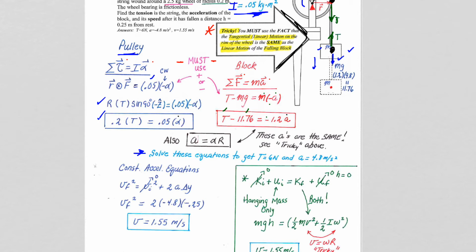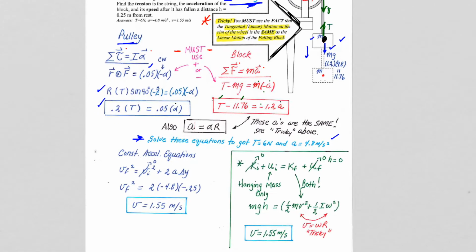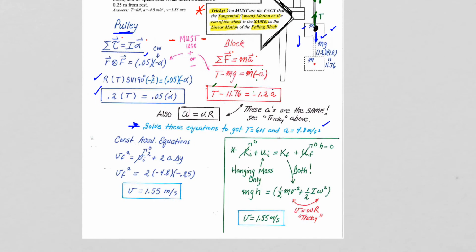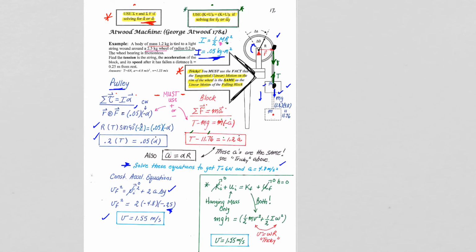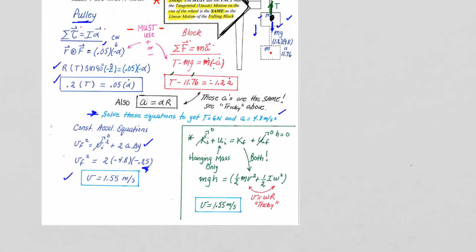Tension is 6 newtons and A is 4.8 meters per second squared. And then once we have the acceleration, we can, of course, use our constant acceleration equations to get the speed that this would have after the block has moved downward 0.25 meters. But I also have shown here, and please copy it down, look at how easy the calculation would have been if all we were looking for was the final velocity of the block after it fell the 0.25 meters.